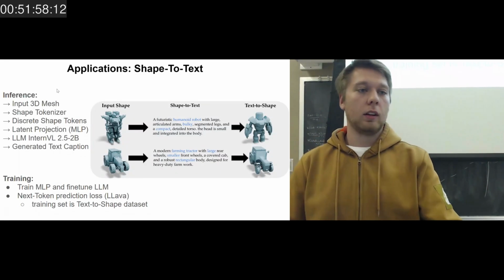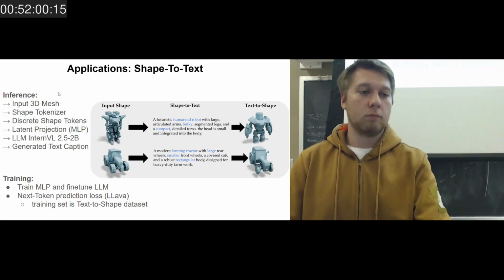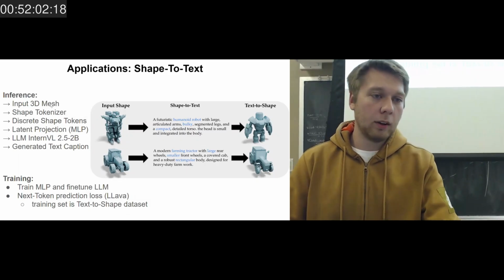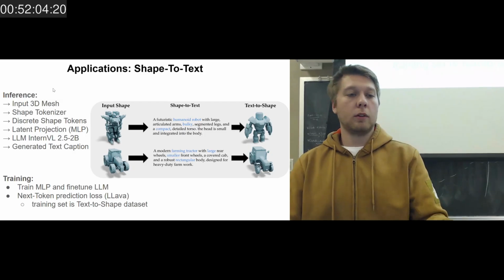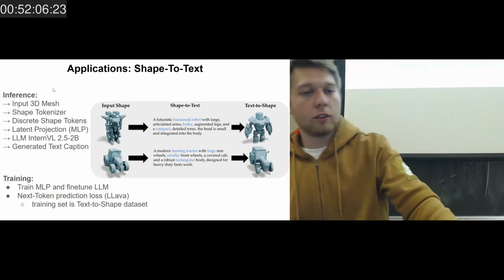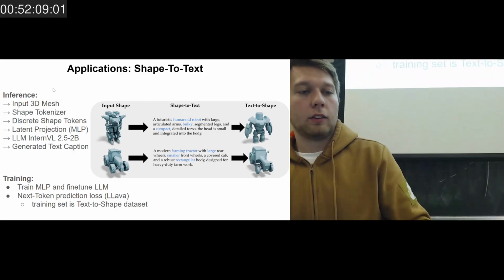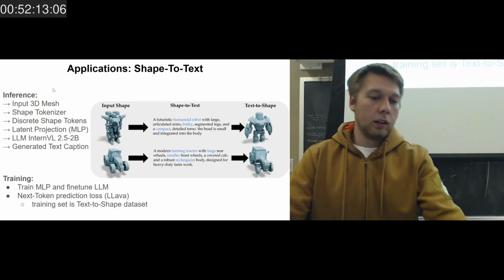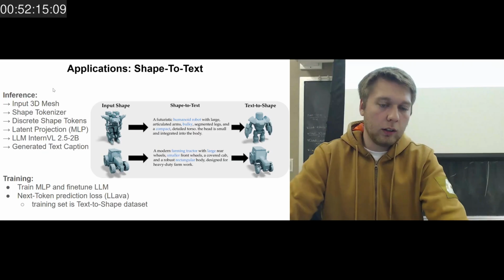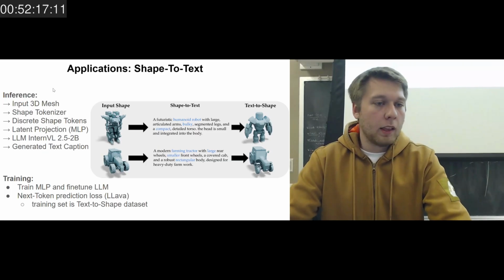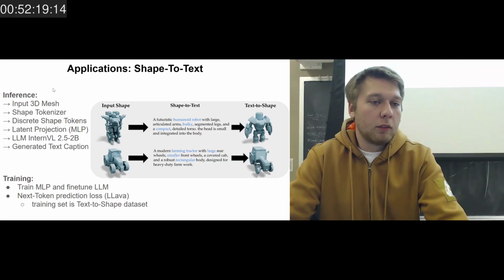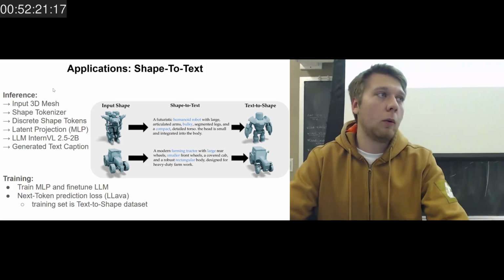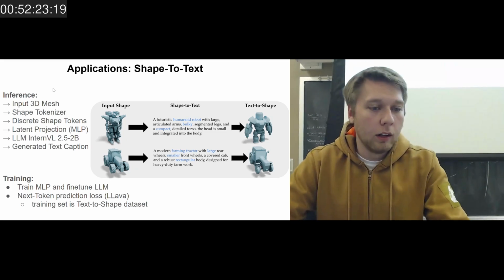Now you have shape to text. You do the other way around. You input a 3D mesh, tokenize its shapes. Now you have discrete shape tokens, and then what they do is they just do a latent projection using an MLP to turn it into data that can work for their LLM, which they fine-tuned, obviously, on these outputs. They use InternVL 2.5 2B. Never heard of that LLM before. I don't know why they chose it specifically, but they did.